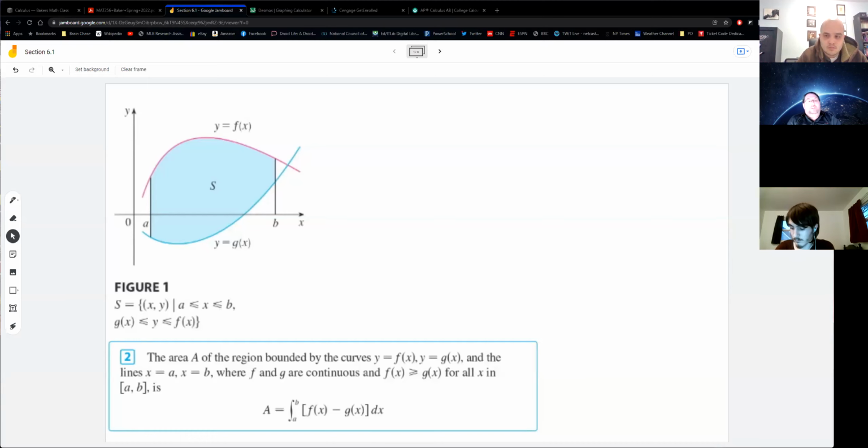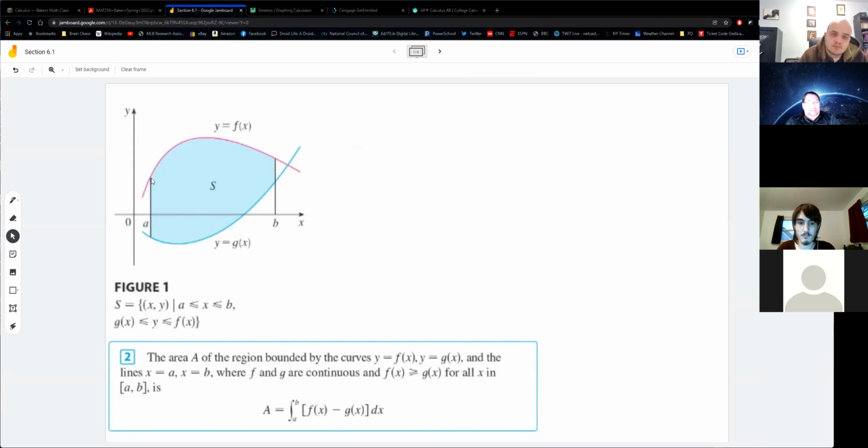When we're looking at multiple curves, we're looking at the area between those curves, so we have to either add or subtract. As you can see in this example, we have curve f of x on the top and g of x on the bottom, and we're looking at the area between those two curves. The formula is f of x minus g of x.